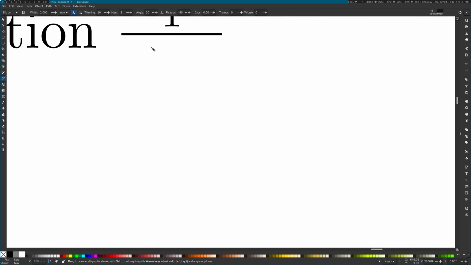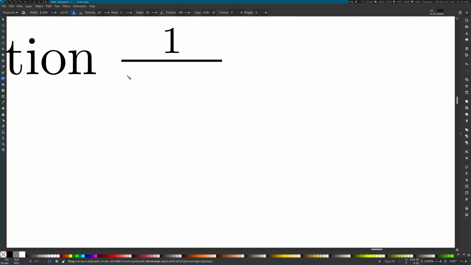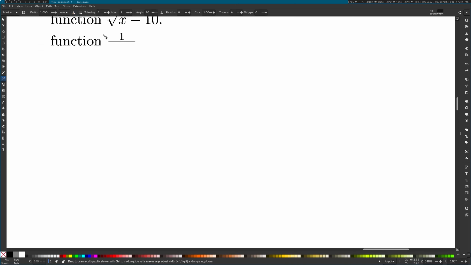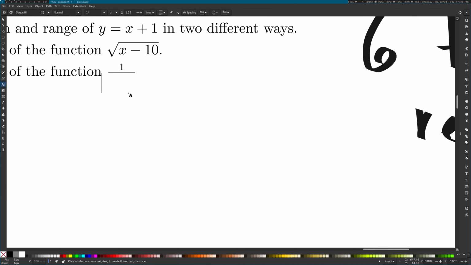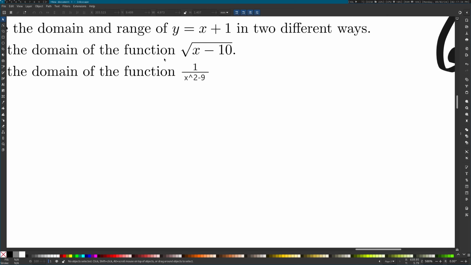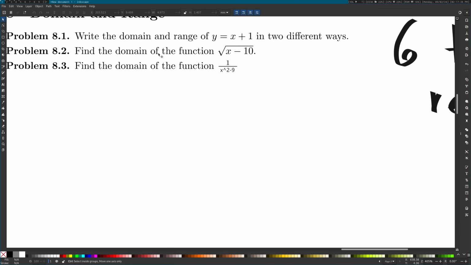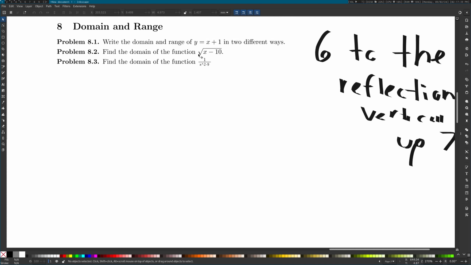Let me draw something real quick here. Oh no. I haven't seen Inkscape in so long. I guess I'll just type it in here manually. This is bad notation. Just kidding. It's fine.